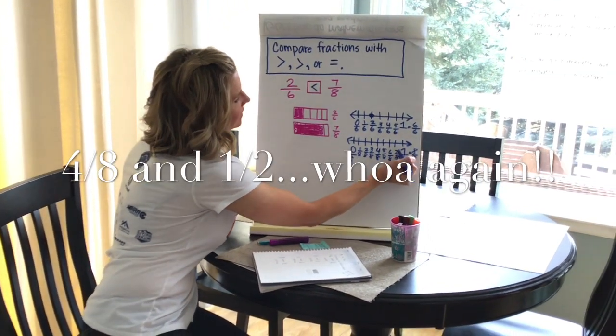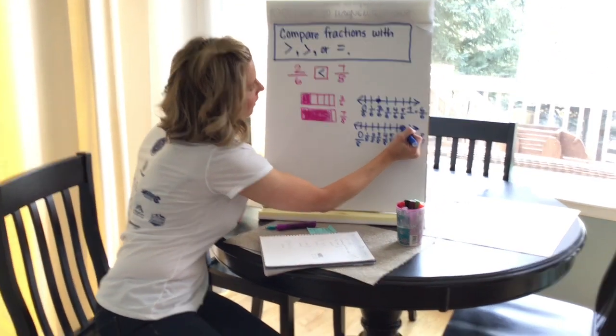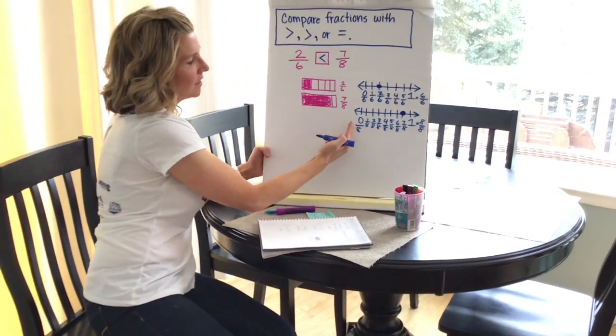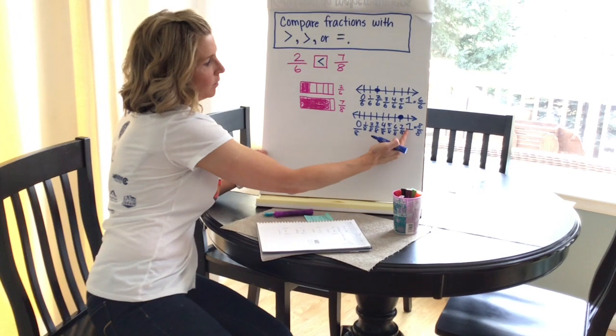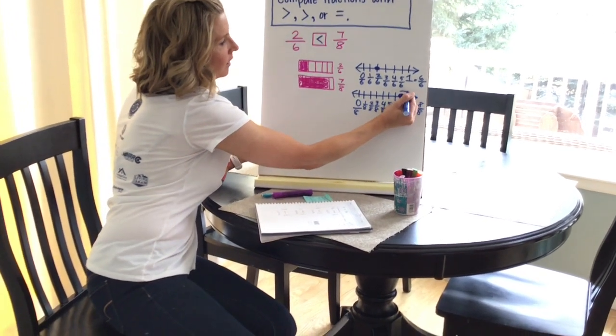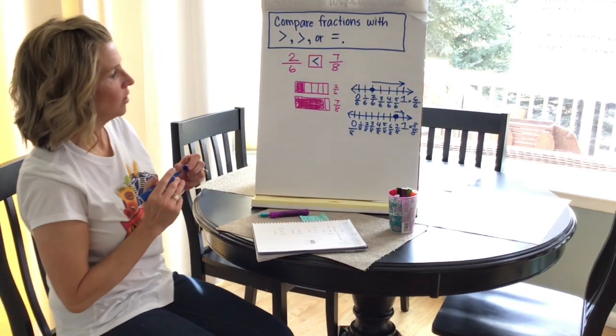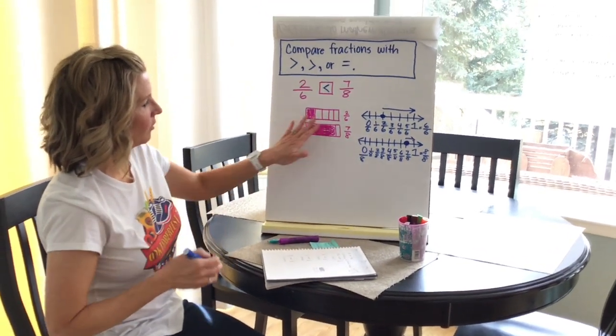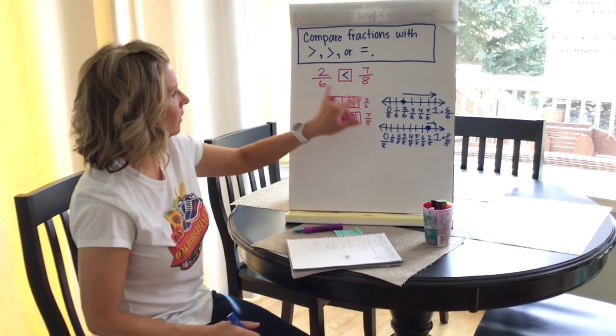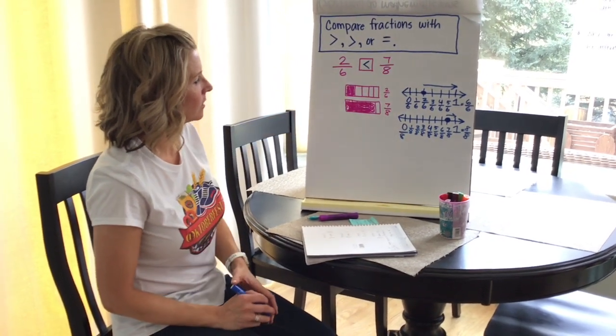So we're looking at 7 eighths. That almost looks like a 1. And we can see that 7 eighths, when we're looking at the number line, is closer to 1 than 2/6. 2/6 has a lot bigger jump to get to 1 whole. So that's how we're using our area models and our linear models to be able to compare 2 fractions.